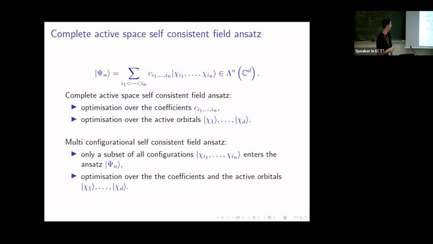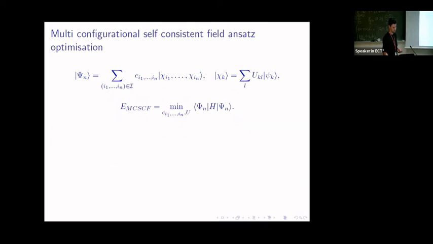Some more terminology. This is actually most relevant for this talk, and also most general in a sense. We can also consider multi-configurational self-consistent field ansatz states, where only a subset of those configurations enters the ansatz psi n. So some of these coefficients can be 0, just assumed to be 0, and then we optimize over the non-zero coefficients and again over the active orbitals. So this would be the MCSCF in short. This talk will be exactly about such ansatz states.